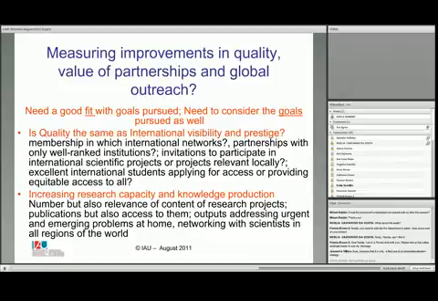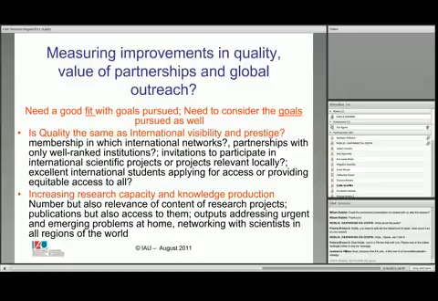I think just as with the discussion on quality assurance, the fitness for purpose debate, there is also the notion that yes, we need a good fit with the goals we pursue, but we also need to consider the goals themselves. We need to assess whether they're the right goals. I think that sometimes our assessments tend to be matching what our goals are with indicators of progress, but we forget to look whether we're actually pursuing the right goals.